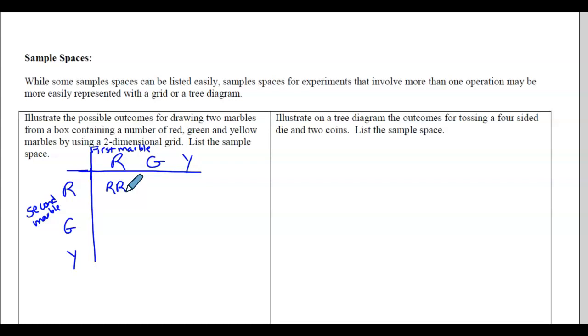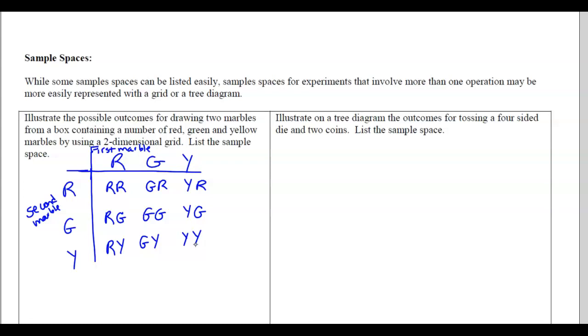We could have here: first marble is green, second is red. First marble is yellow, second is red. First marble is red, second is green. Both are green. First marble is yellow, second is green. And so we're just basically recording the sample space, what the possible two marbles would look like.